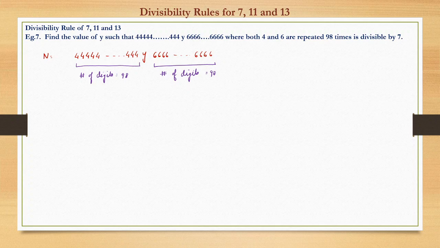Right? So just now we saw, and we have to check the divisibility for 7. Just now we saw that any digit repeated 6 times will be divisible by 7.